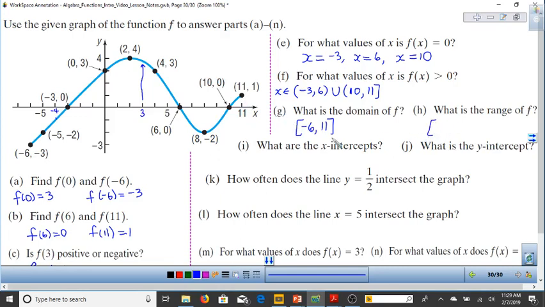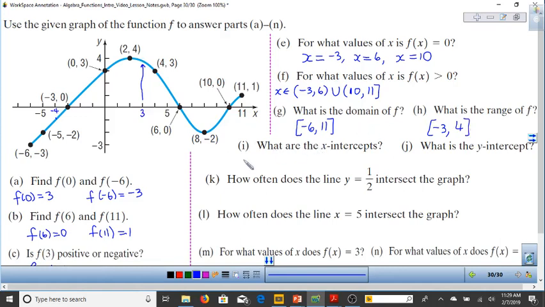What's the range? The range is the lowest y value I can get up to the highest y value we can get, assuming we use all the values in between. The lowest y value is -3, and the highest y value is 4. So the range is from -3 to 4.